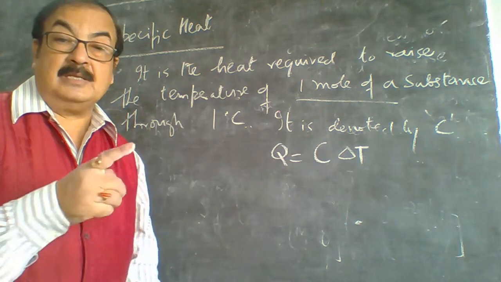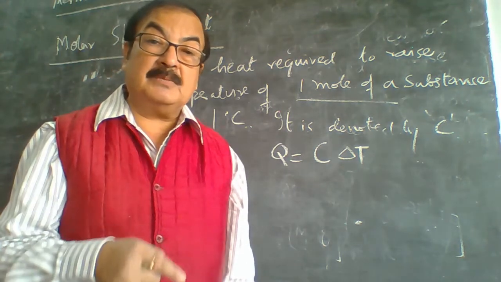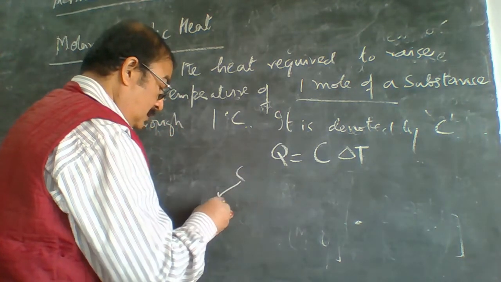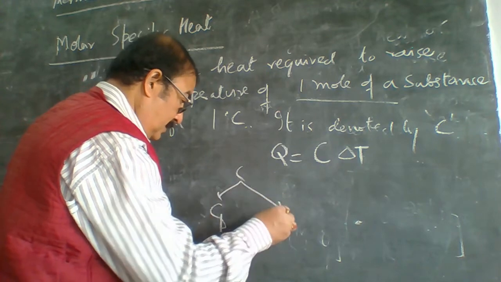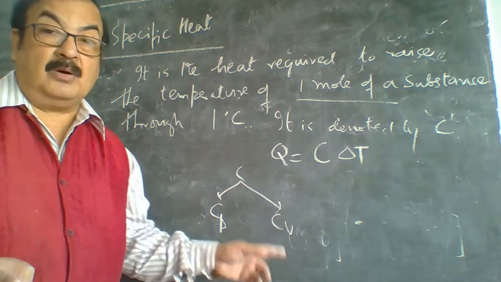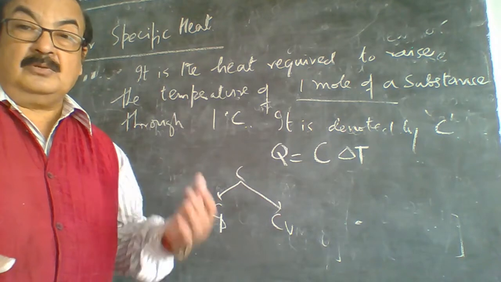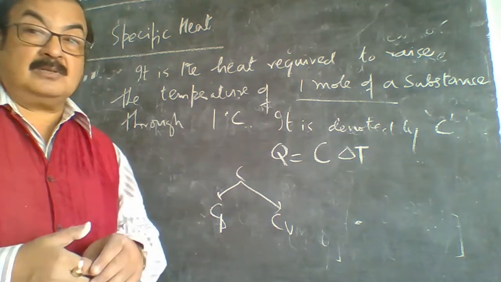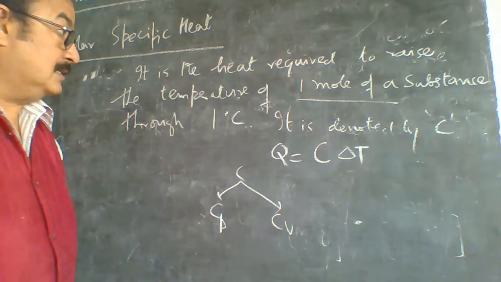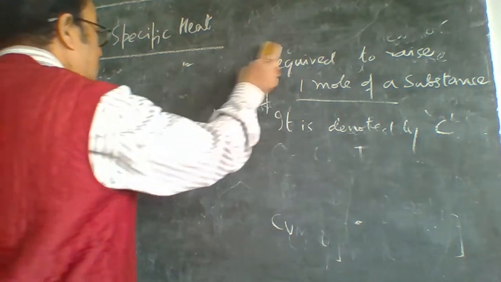Molar specific heat has two types. One is molar specific heat at constant volume, other is molar specific heat at constant pressure. C has two parts, Cp and Cv. We will not discuss these two terms now because they are part of thermodynamics. During the discussion of the first law or second law of thermodynamics, we will discuss these quantities. Okay. After this, we have the heat capacity.